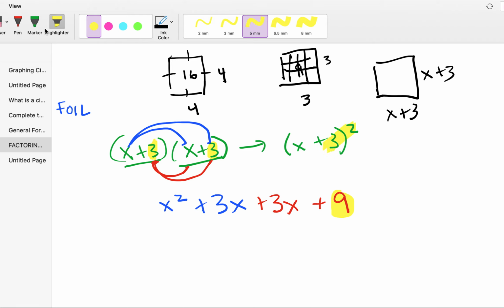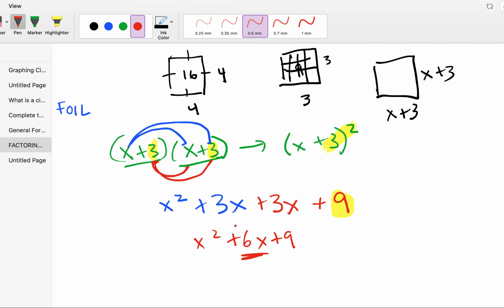Where does this come from, the 3x and the 3x? When we add them, we're going to get 6x. So if we started with 3, how did it turn into 6? Well, because we're distributing it twice. First, we're saying the x times 3, then over here, 3 times x.